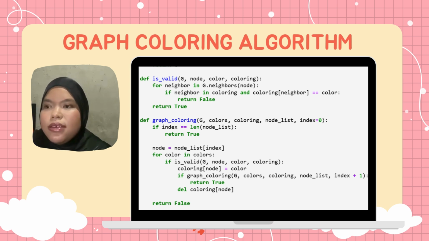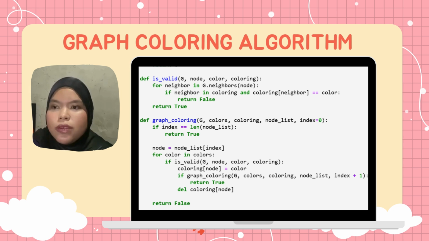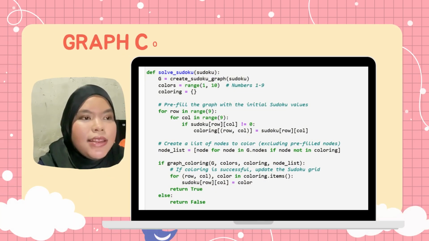The parameters are G, a graph representing the Sudoku puzzle; colors, a list of available colors, for example numbers 1 through 9 for a Sudoku puzzle; and coloring, a dictionary representing the current coloring of the graph. The node list is a list of nodes to color. Index is the current index in the node list.